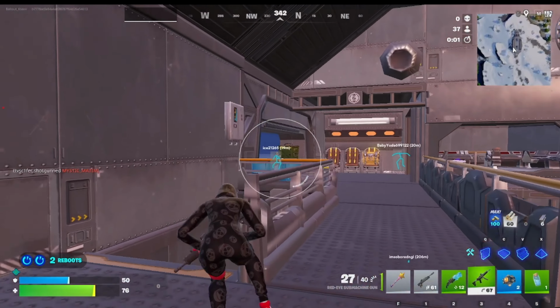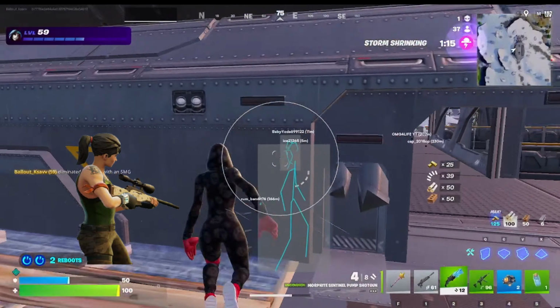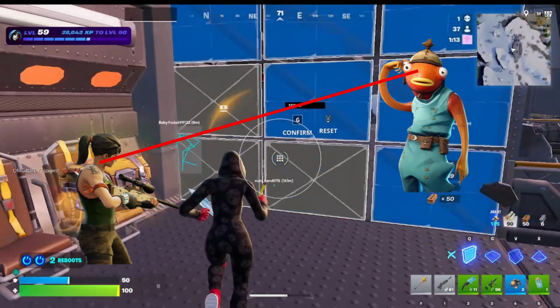Have you ever wondered how an aimbot actually knows where to aim? Like, think about it. The computer has a player over here, an enemy over here, and somehow it needs to figure out the exact direction it needs to look.